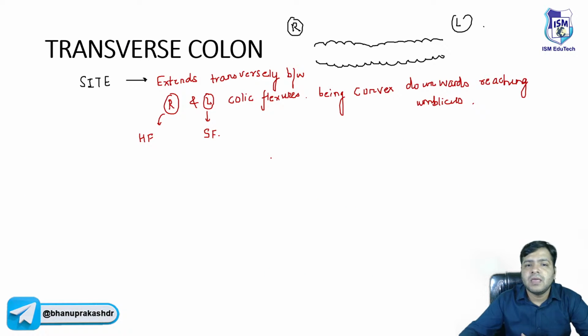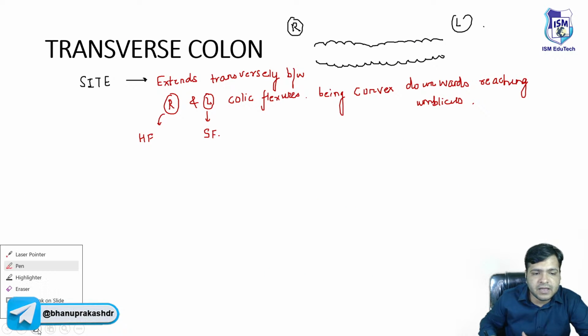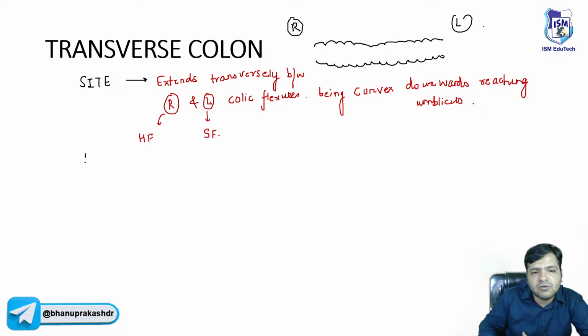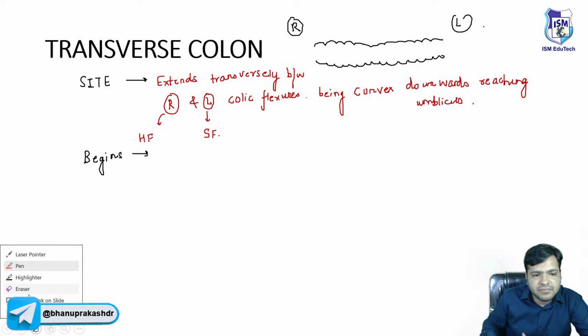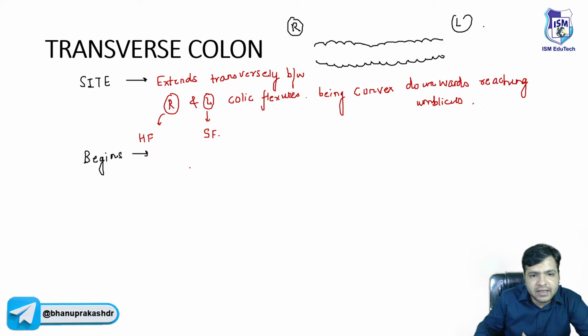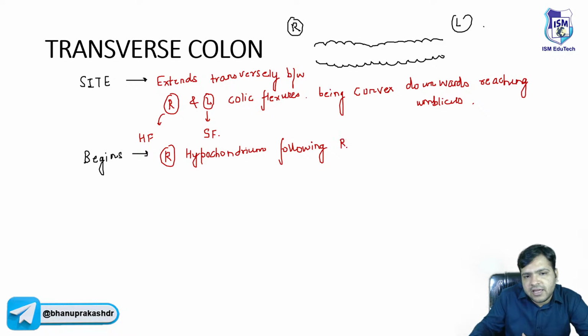So remember, beta, if we specifically talk about the beginning part, it begins in the right hypochondrium region, and it is following the right flexure of colon.